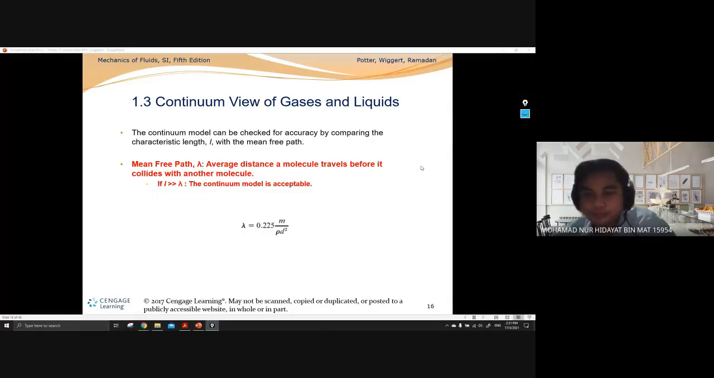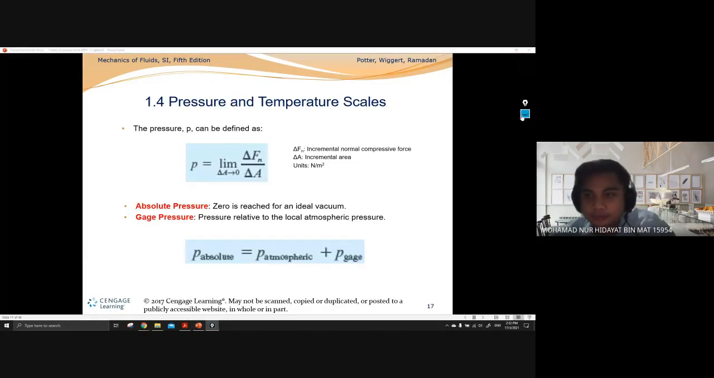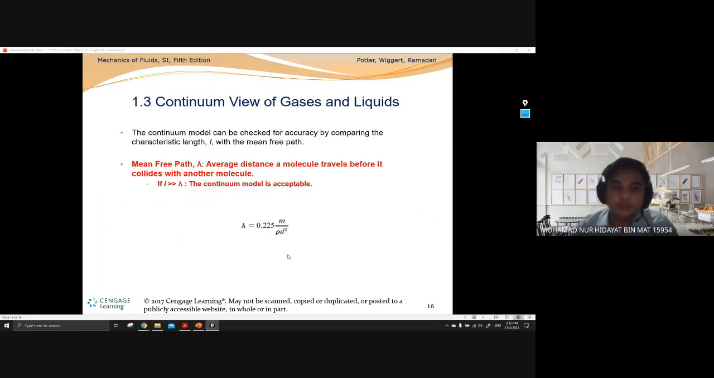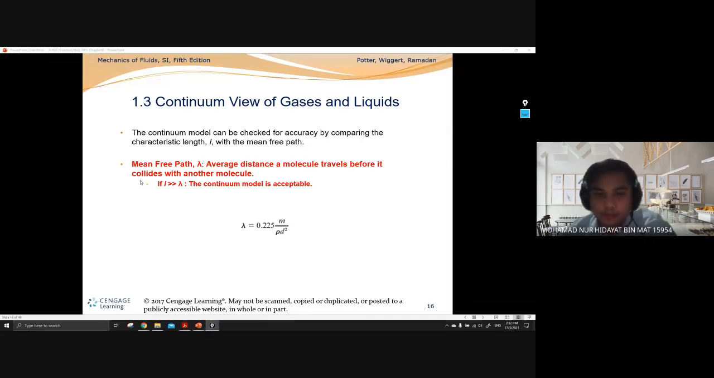For example, if the model is continuum, then you can use this equation to find the diameter of the molecule.